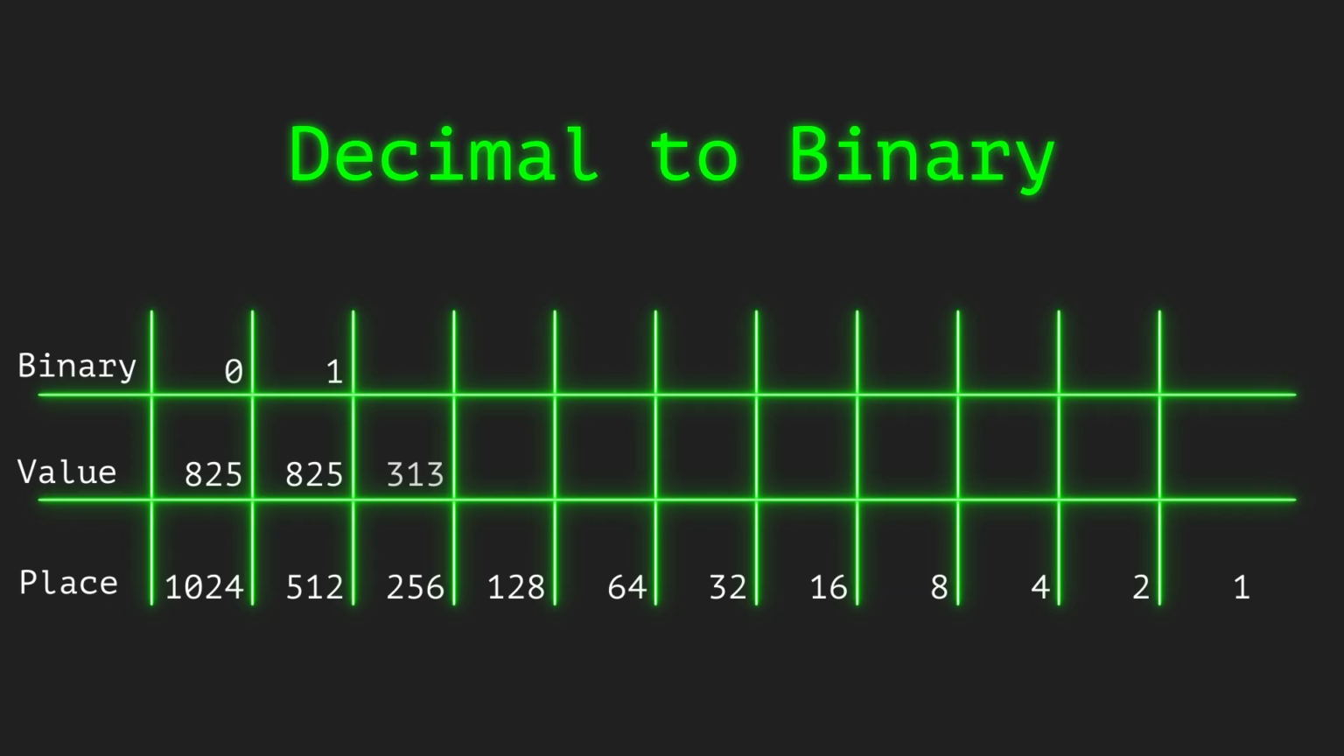Continuing on, 313 is bigger than 256, so we'll write a 1 and subtract 256 from our value to get 57. 57 is less than 128, and it's less than 64, so we'll write a 0 for those next two places and move the 57 forward. 57 is bigger than 32 though, so we'll write a 1, and then subtract 32 from 57 to get the value 25. 25 is bigger than 16, so we'll write another 1 and subtract 16 to get 9.